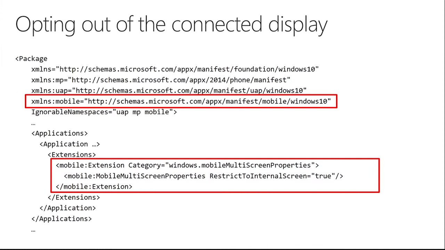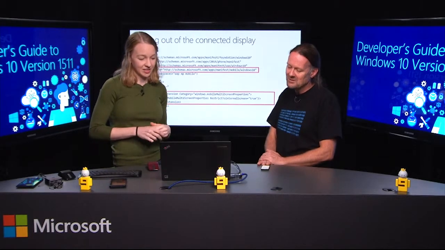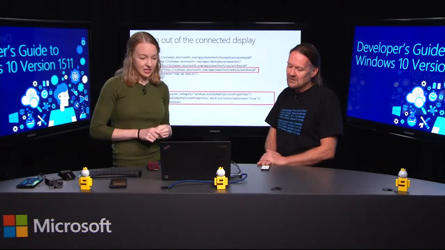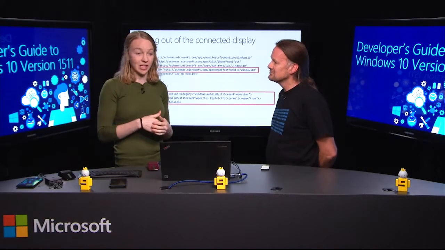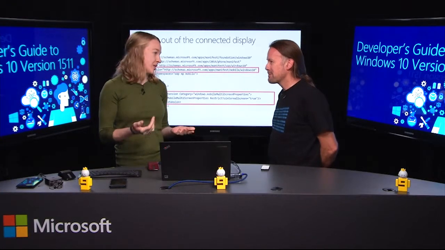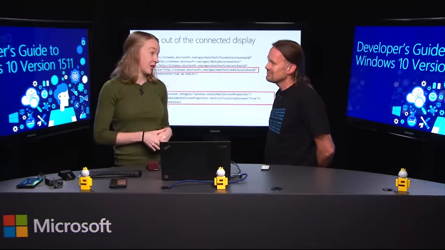Yeah, and this is a manual edit. You have to go in and edit the manifest. And so if you do this, basically your app on the external display will show up as a grayed out tile in the start screen and the all apps list. Until you actually go back and change this value to be false instead of true.